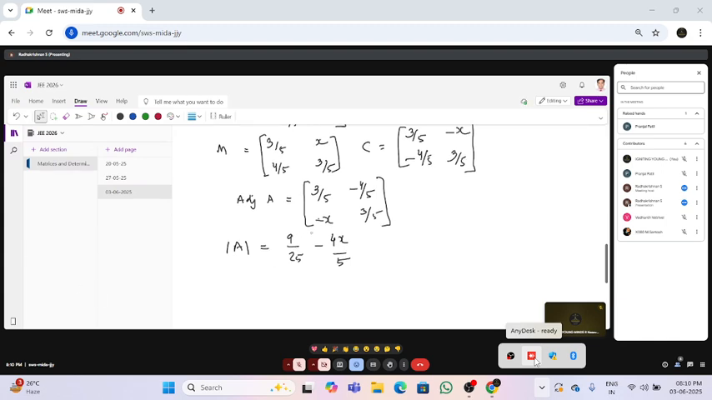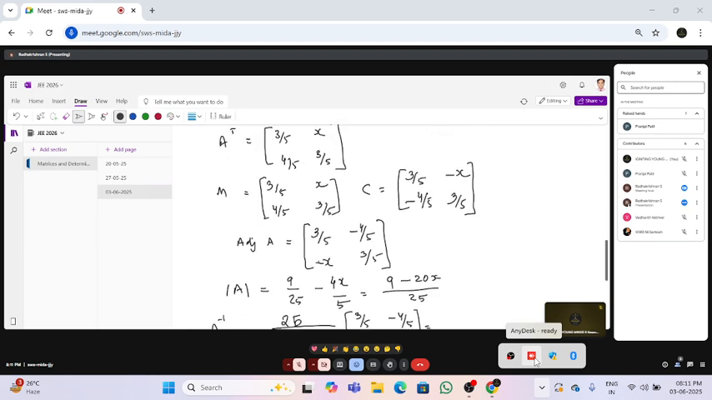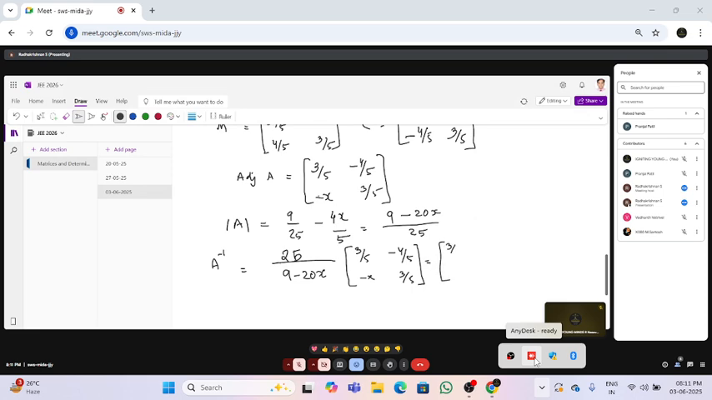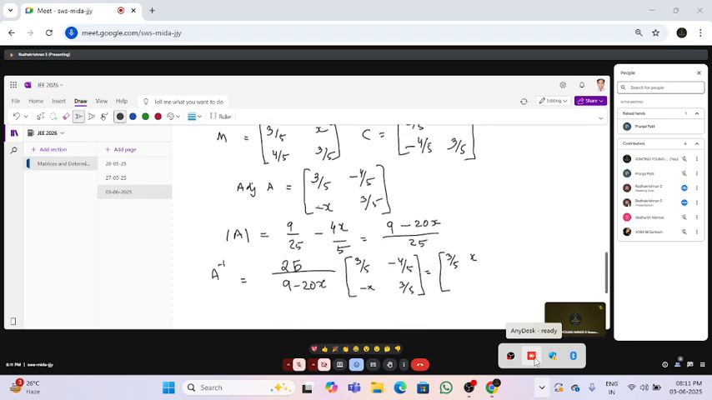Now, A inverse is equal to 1 by determinant of A. So this I will simplify now. 25. So this is 9, and this will be 5 into 4x, minus 20x. 9 minus 20x by 25, I write like that. So A inverse will be 1 by det A, which is 25 by 9 minus 20x, into adj A, 3 by 5, minus 4 by 5, minus x, 3 by 5. It is given that this is equal to A transpose, 3 by 5, x, 4 by 5, 3 by 5.